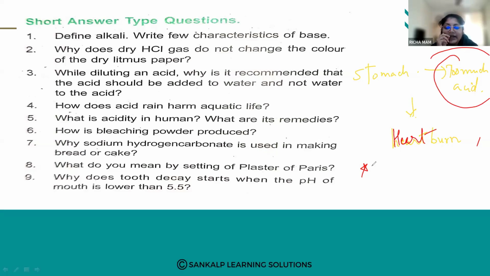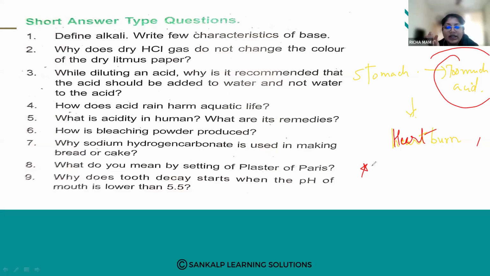Now, what are its remedies? So you have to drink cold milk. When you have acidity, you can drink cold milk. If you drink cold milk, what will happen? The acidic level in your stomach will get neutralized.